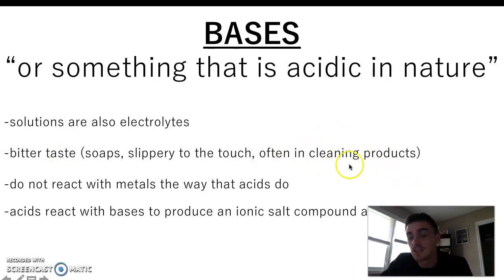And a lot of times these are used in cleaning products, and that pungent smell you have with ammonia and bleach, a lot of times that's evidence of a base. Bases do not react with metals the way that acids do. That has to do with the whole single replacement reaction. And again, this should look familiar, but bases will react with acids to produce salt and water. We really want to keep that in mind as we go into our next day's lesson.